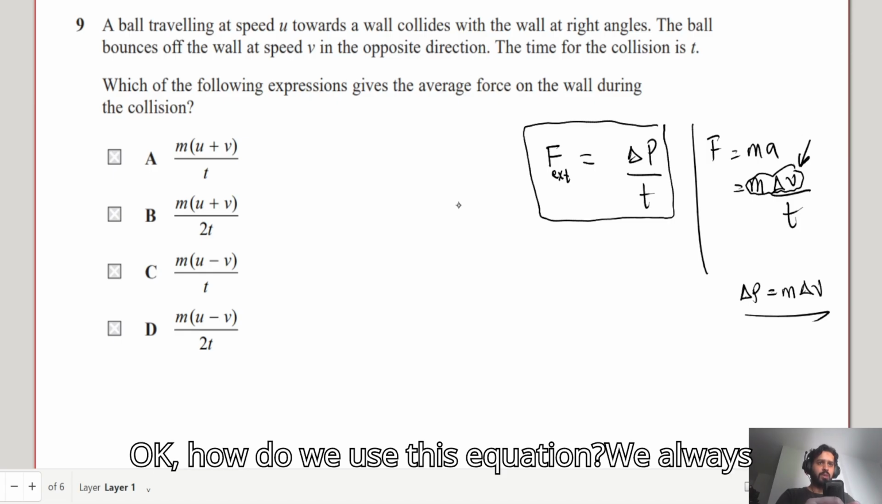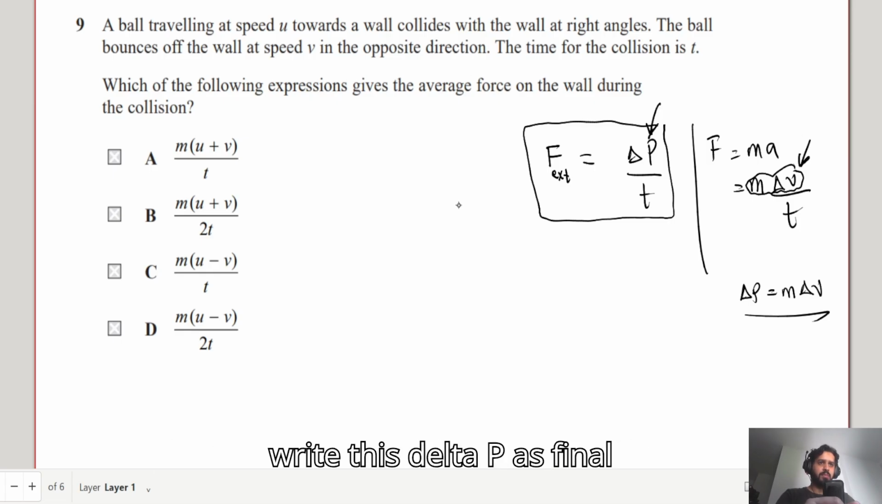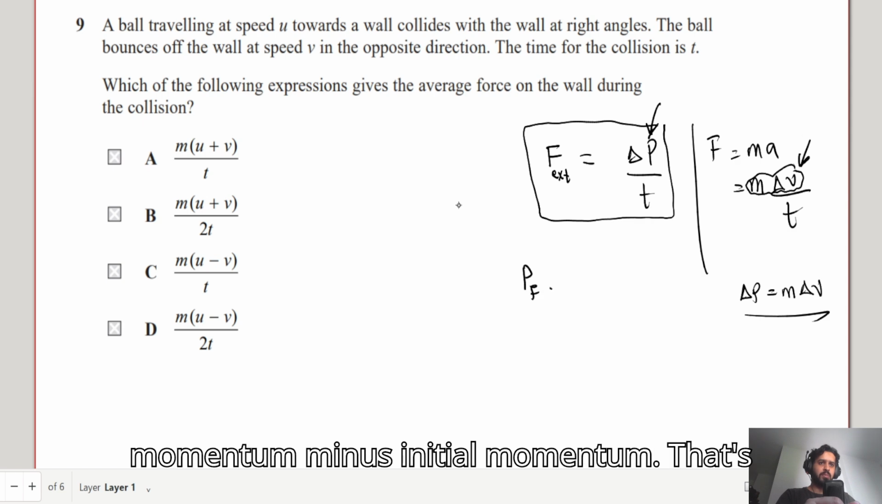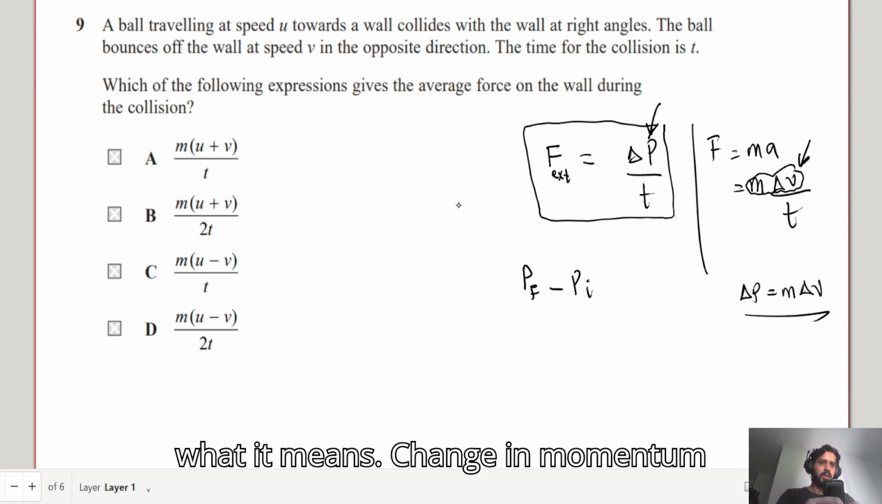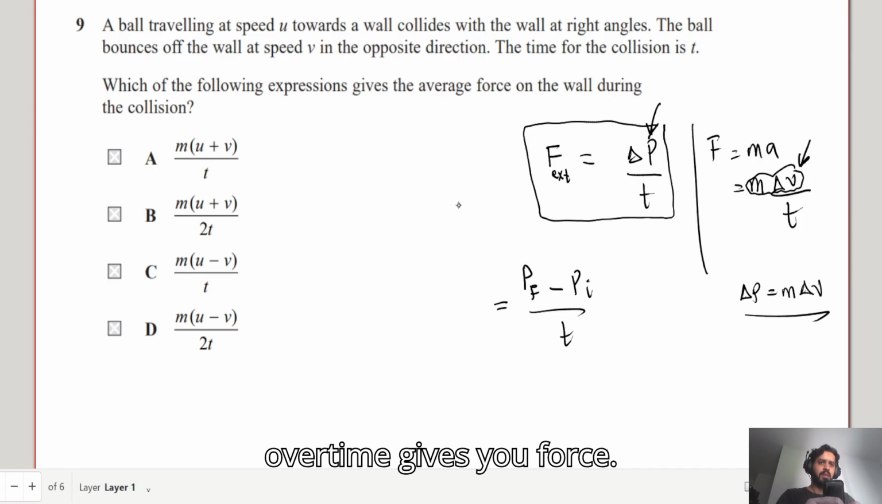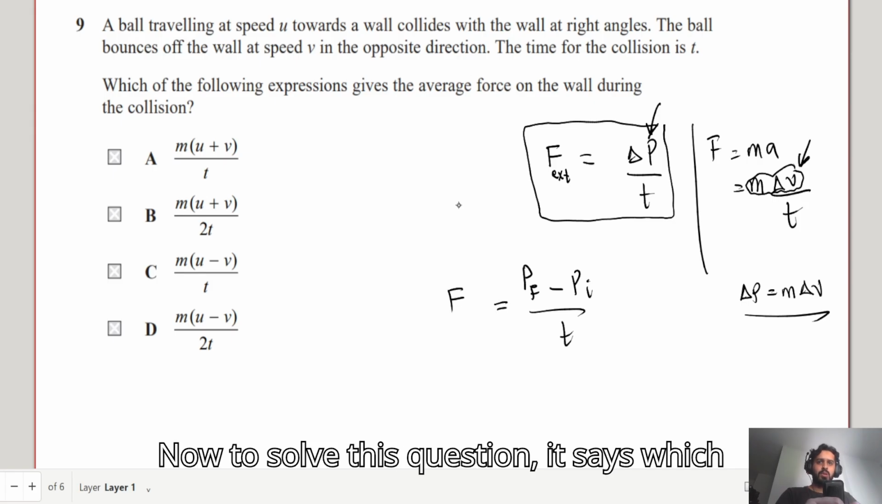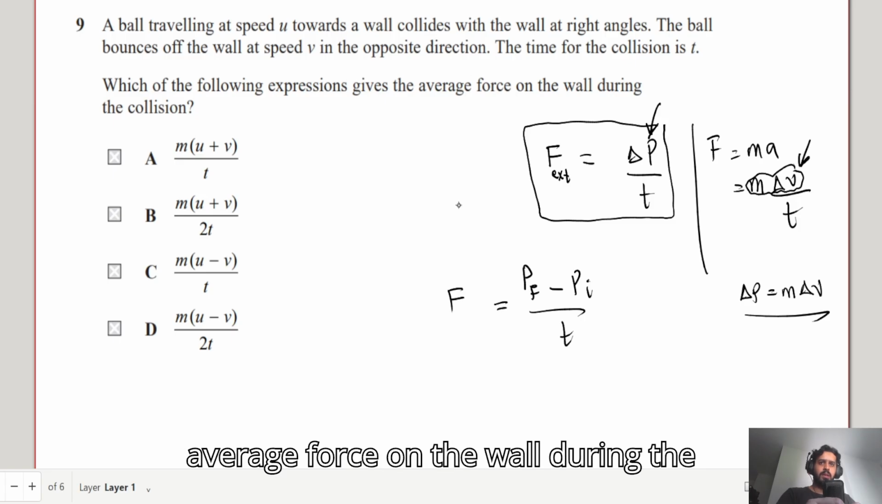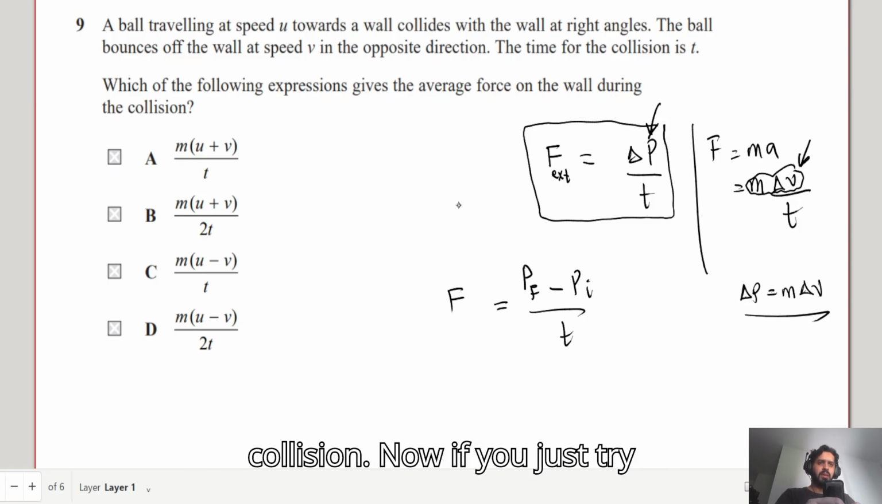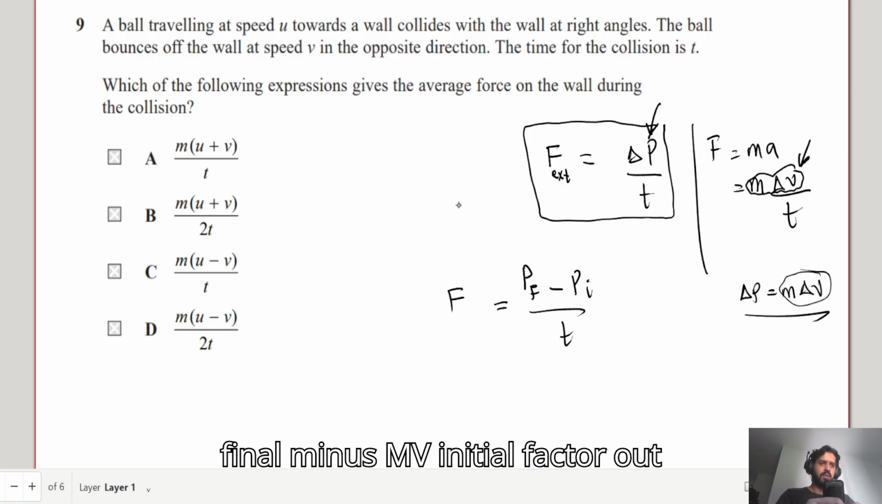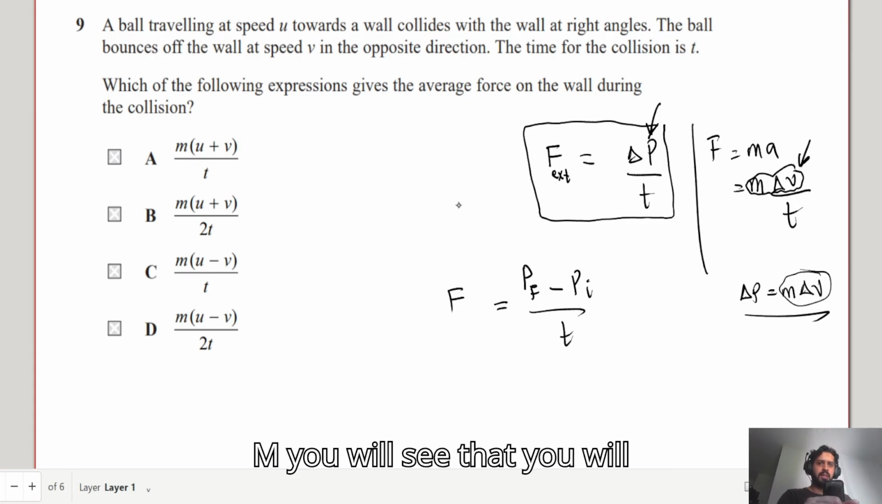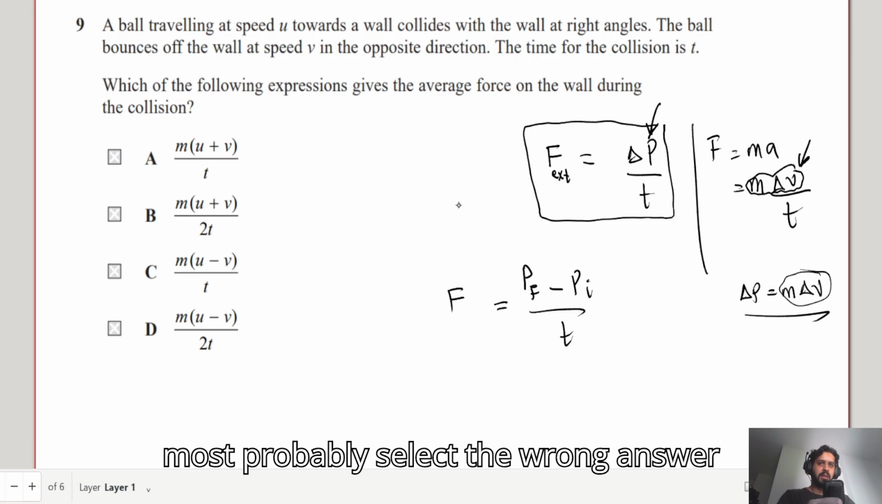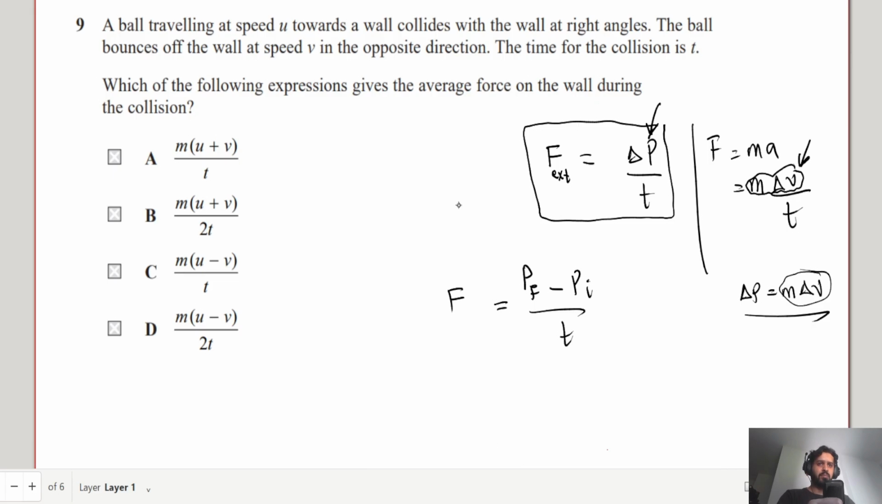Okay, how do we use this equation? We always write this delta p as final momentum minus initial momentum. That's what it means. Change in momentum over time gives you force. Now, to solve this question, it says which of the following expressions gives the average force on the wall during the collision. Now, if you just try to substitute this, mv final minus mv initial, factor out m, you will most probably select the wrong answer.